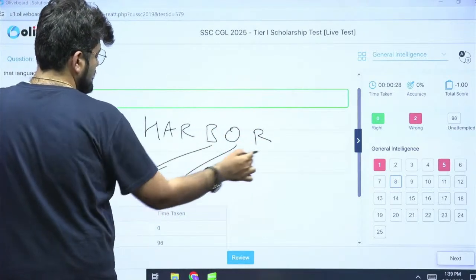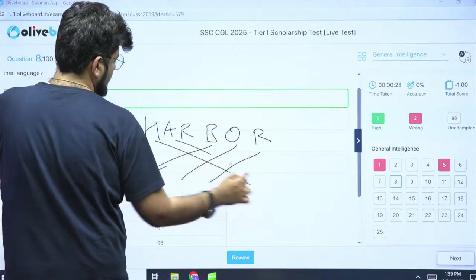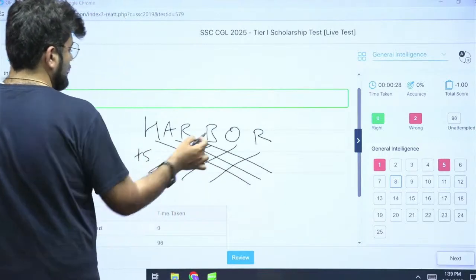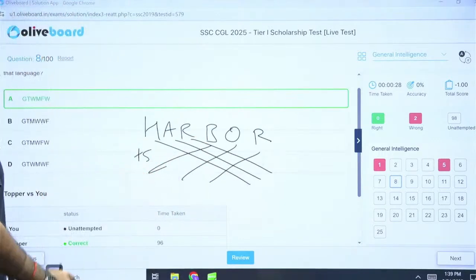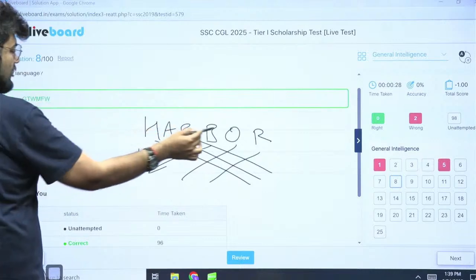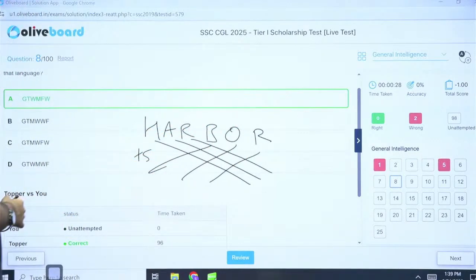these 3 will come first, plus 5. These 3 will follow next, plus 5. So definitely B is going to come first. So 2 plus 5 is 7. It will start with G, T. Second one will be T. 18 plus 5 is 23. G, T, W. Option 1 and 3.